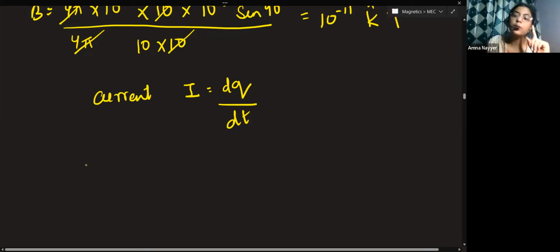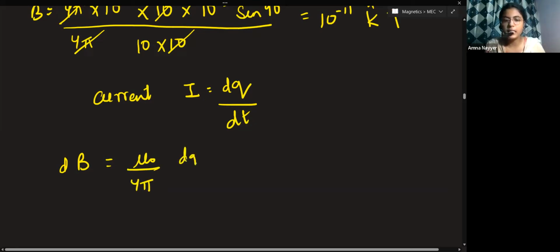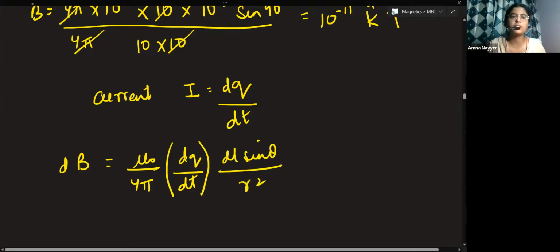So in the Biot-Savart's law, we have the value of current. Let's put this value and see. Now, since I'm taking dq, let me write dB only. dB will be equal to mu naught by 4 pi, and instead of I, I am writing dq over dt, then dl sine theta divided by r square.